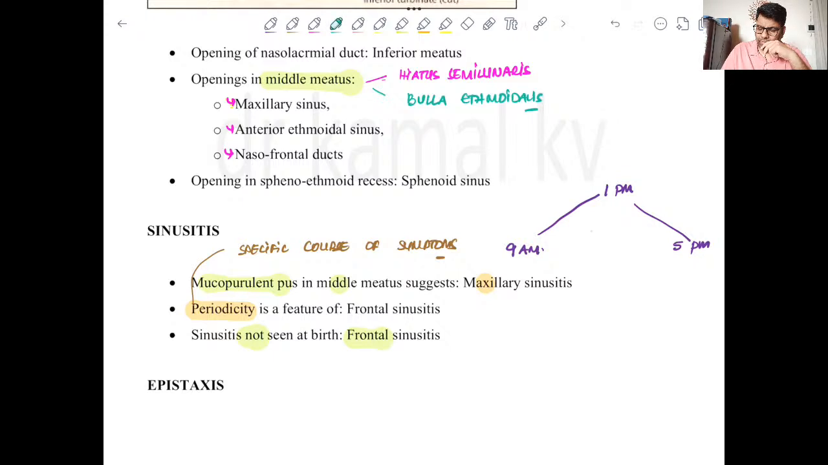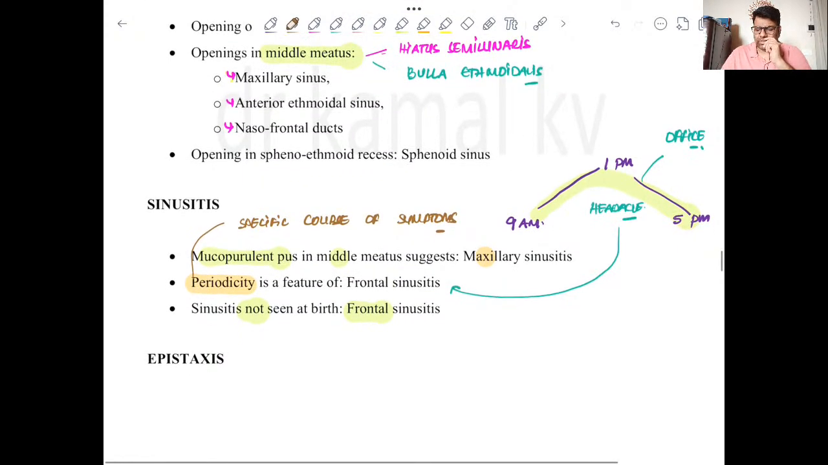Right? So this is the course of headache of frontal sinusitis, and since it resembles the office hours, because 9 to 5 is all office hours, the colleagues will presume as if the person is not interested in working in office and he is just making an excuse of headache. So therefore it is known as office headache. Clear? So please remember frontal sinusitis.